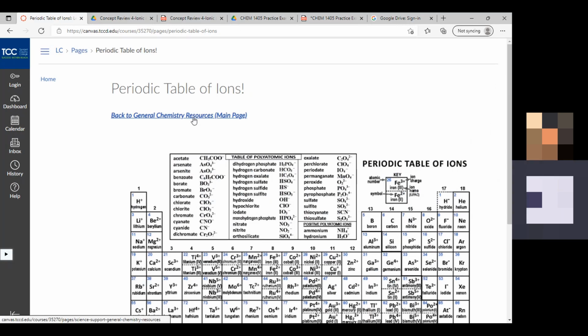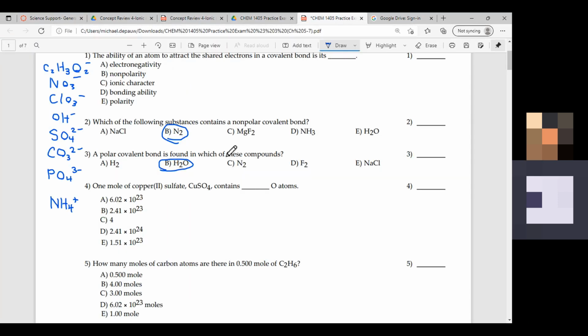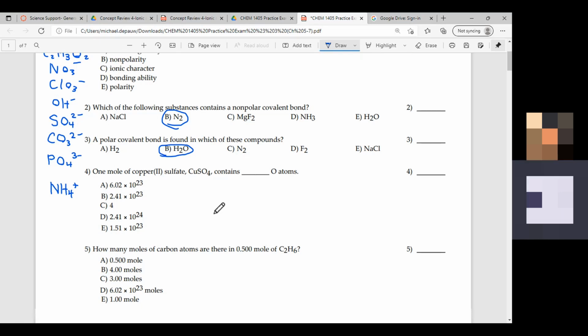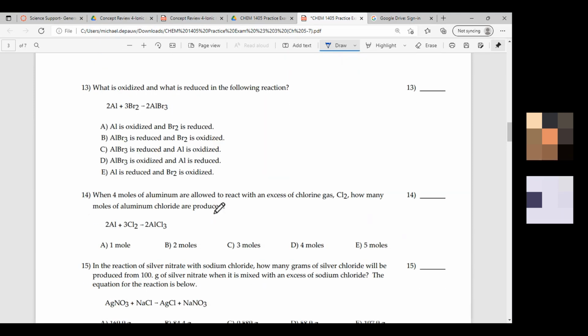Okay, so back to our practice test. What question would you like me to go over next? Oxidation reduction. Let's see, is there one on here? Okay, yeah, let's do this one.